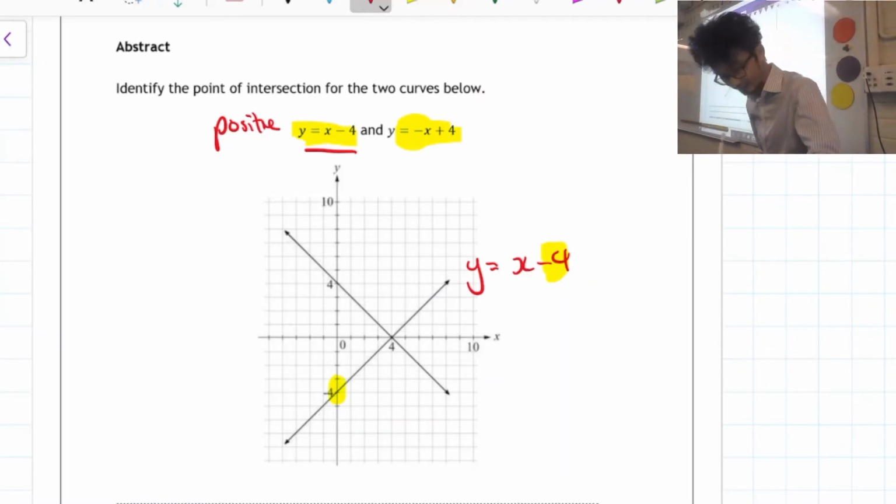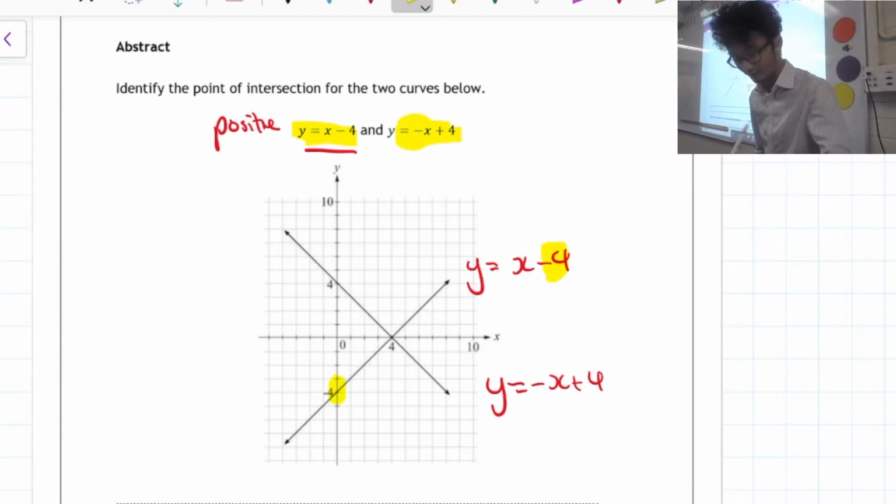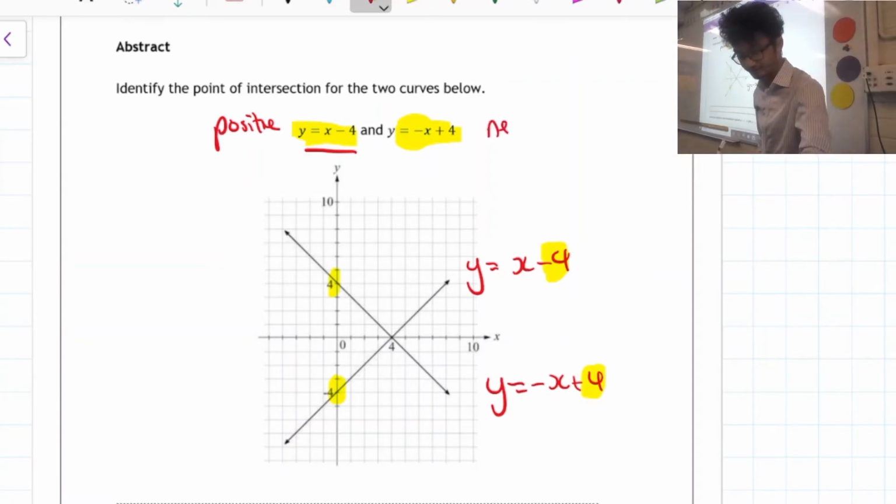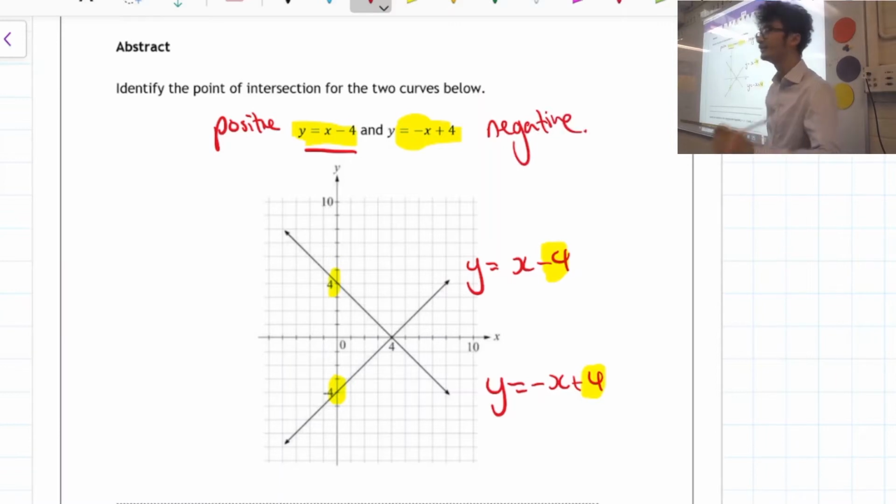And here's the other one, y equals minus x plus 4. We can see that it actually checks out. We've got a y-intercept of positive 4, where it crosses the y-axis there, and it's got a negative gradient. But that's not the question. I'm just giving you an overview of what these are. The question is, identify the point of intersection.